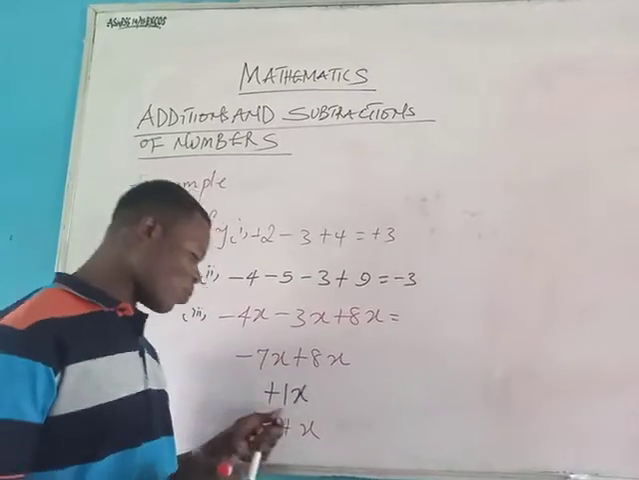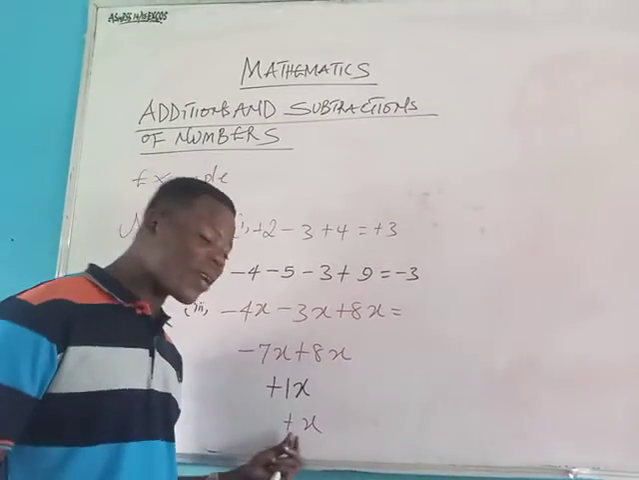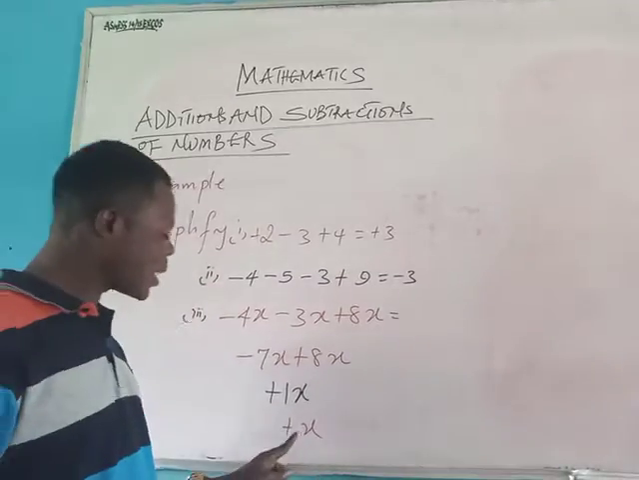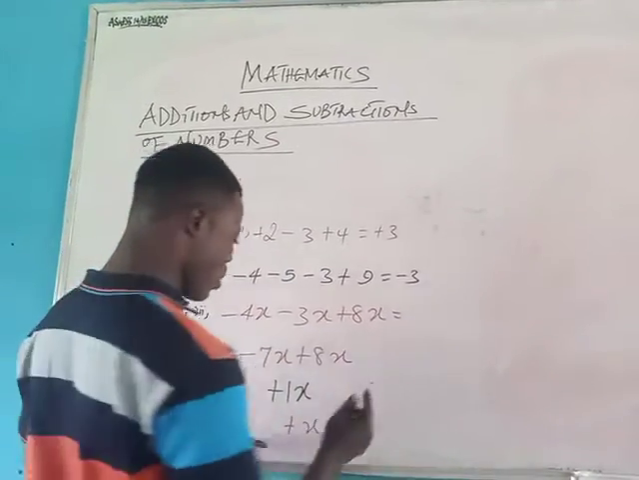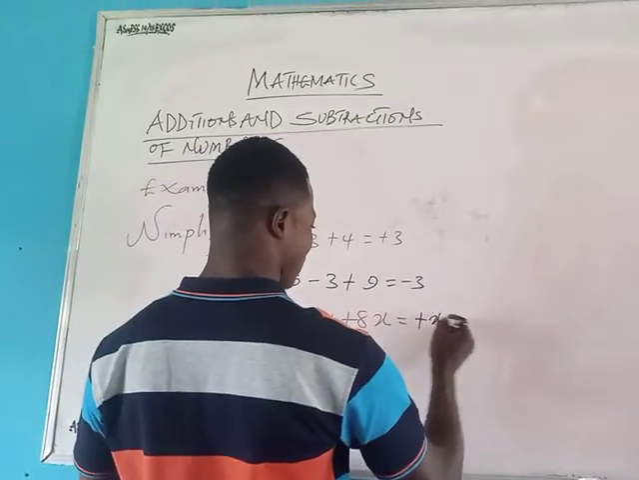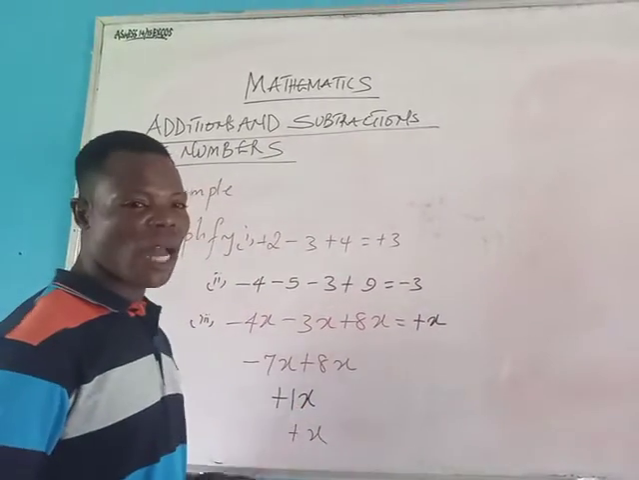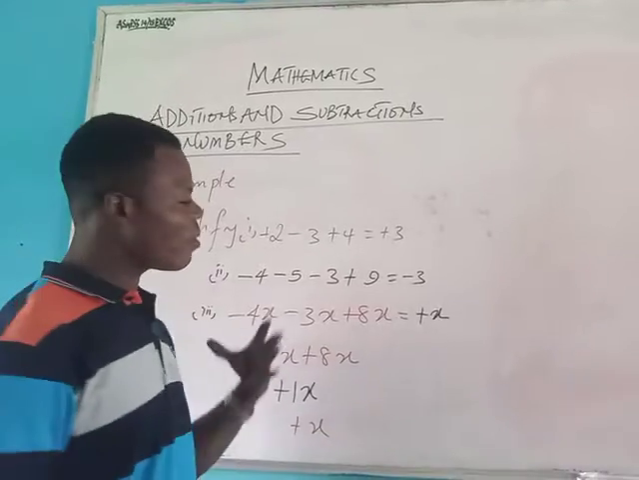So if you write 1, you are right. But if you don't write 1, everybody knows that this is 1x. It means the answer for this will be what? Plus x. And that is how we can also apply it for other variables.